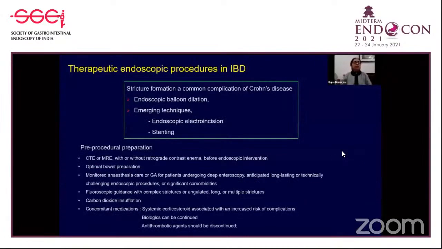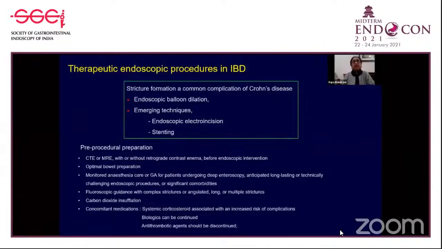We then come to the new and evolving area, therapeutic endoscopic procedures in IBD. The most common and the first is that stricture formation is common, and endoscopic balloon dilation has been done. The emerging techniques are endoscopic electroincision and then stenting for selected cases. For this, the pre-procedural preparation is important.